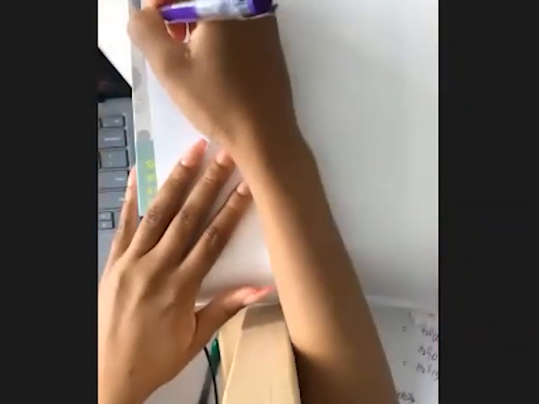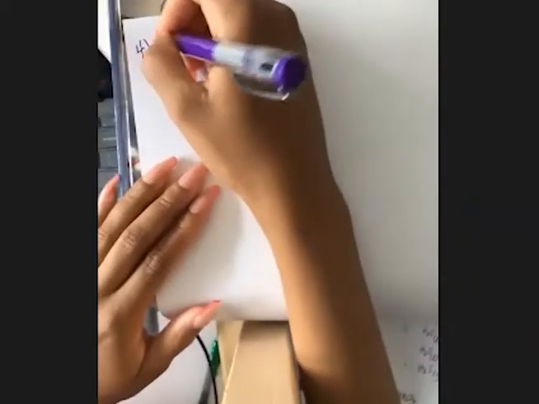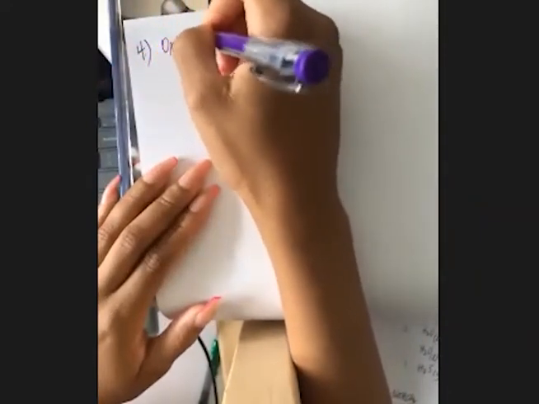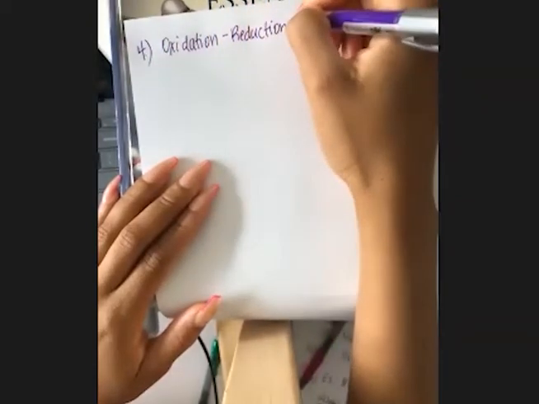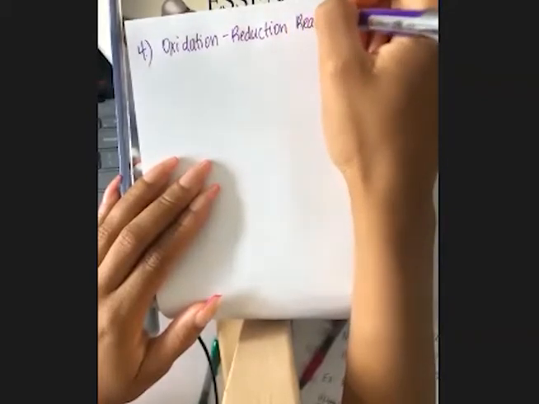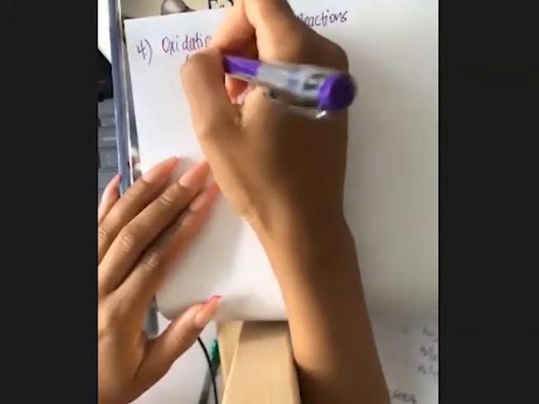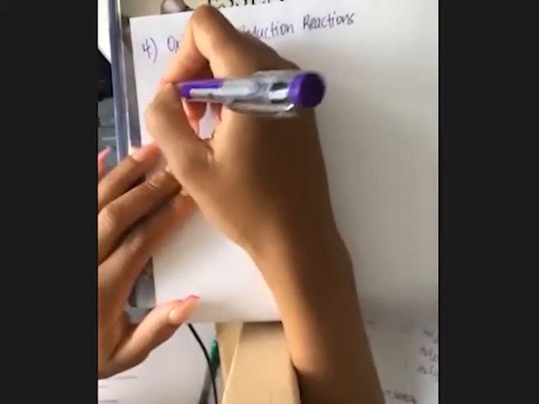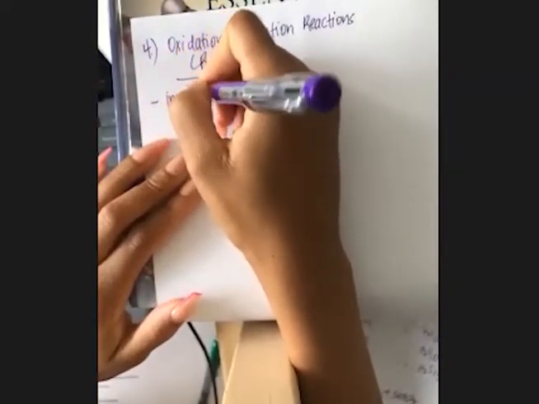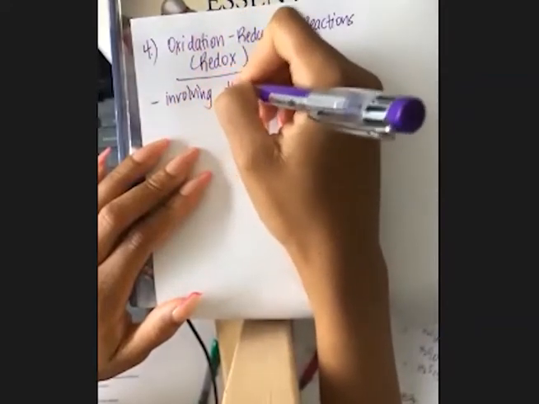So that was number 3. Number 4, redox reactions. They're called oxidation reduction reactions. We also call them redox for short. Oxidation reduction reactions are reactions involving the transfer of electrons.